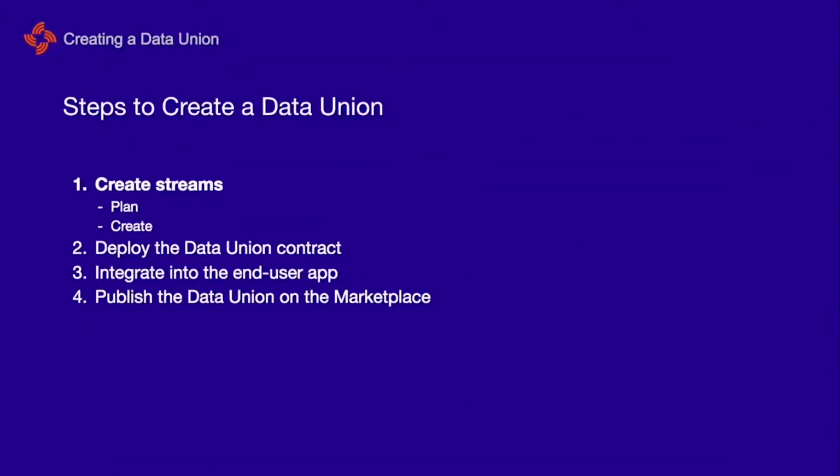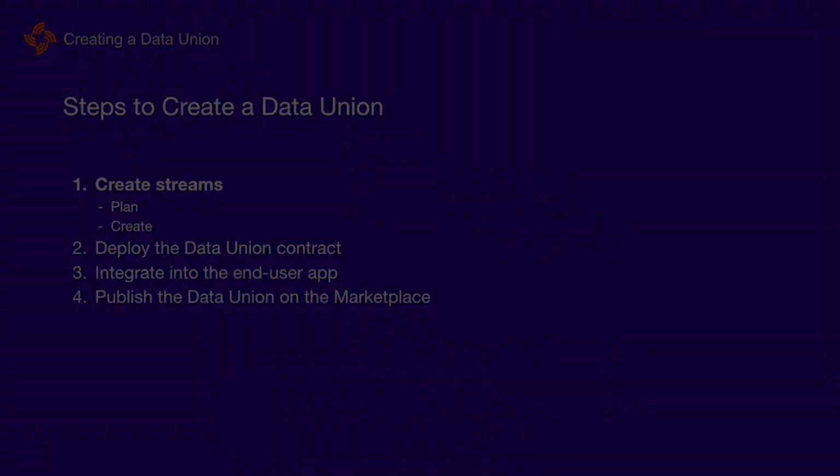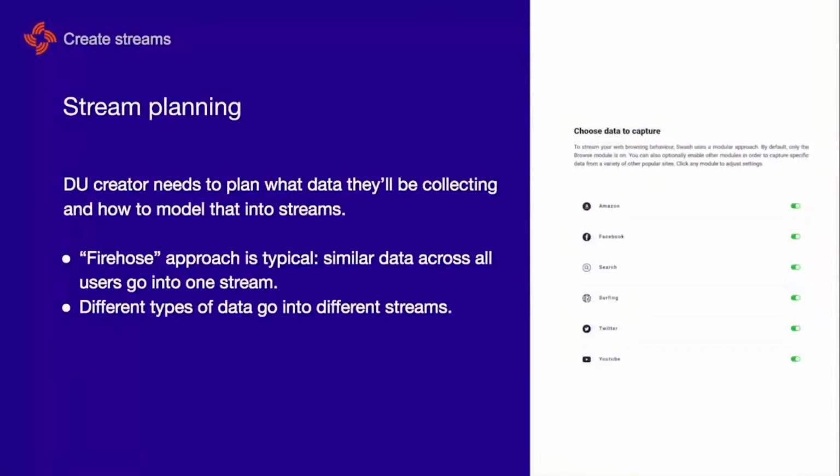So, but how do you actually use this? There's basically 4 steps to creating a new data union. First, you set up your streams, then you deploy the data union smart contract. The most involved part is integrating the actual end user application, which is usually the data source and also acts as a wallet. And finally, you publish your data union as a product on the marketplace to start selling the data and earning revenue.